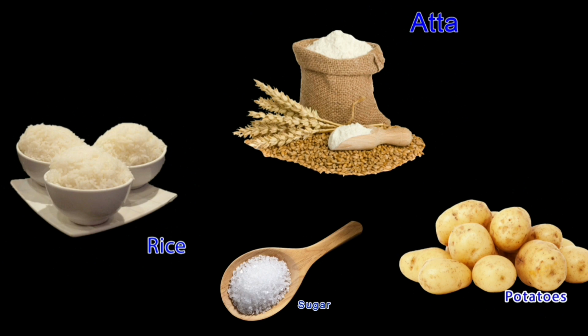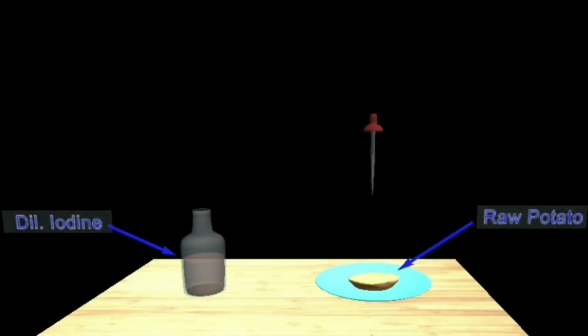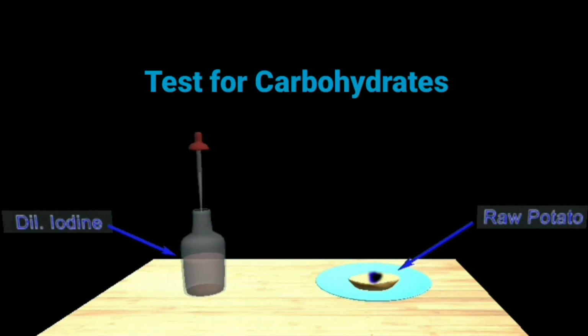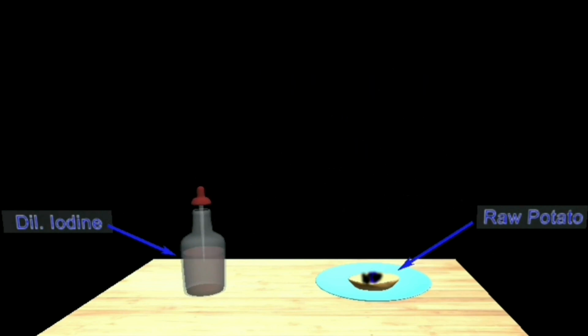For testing starch, take a small piece of potato. Put 2 or 3 drops of dilute iodine solution on it. A blue-black color indicates that it contains starch.